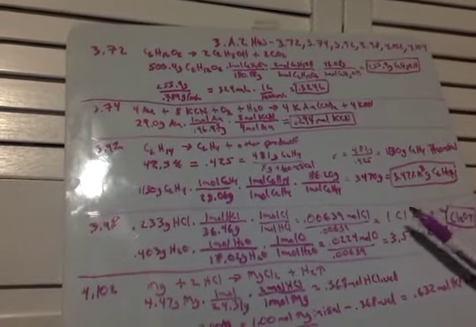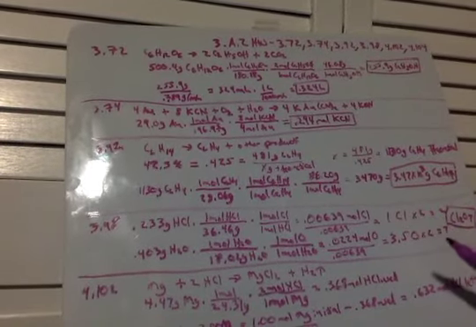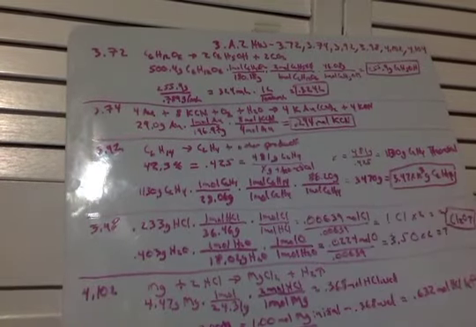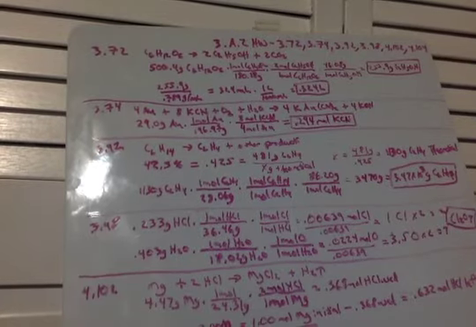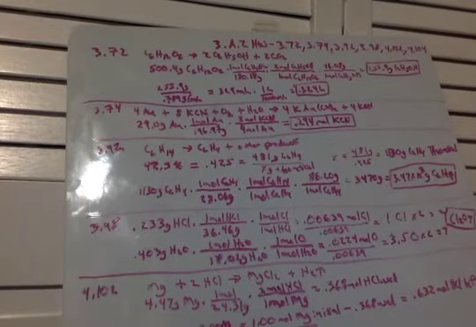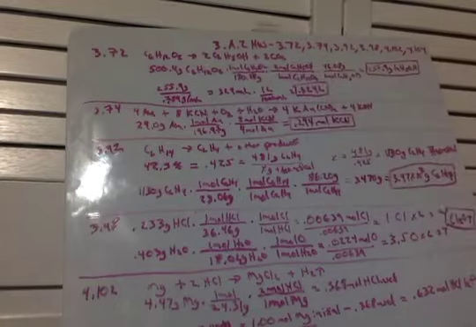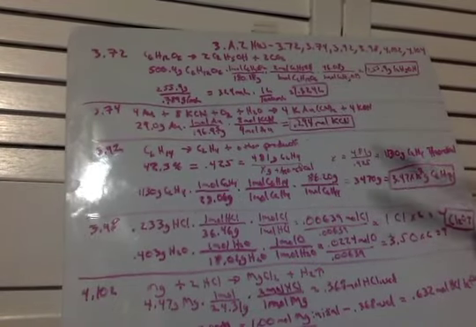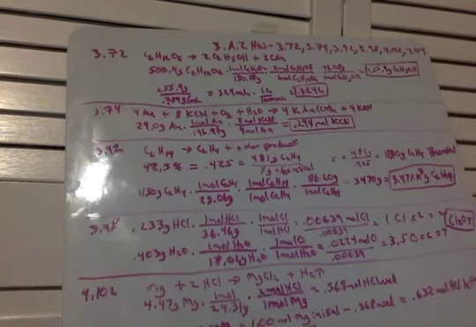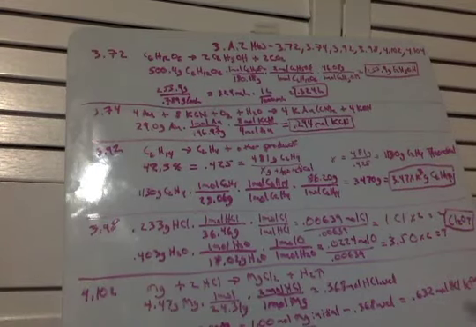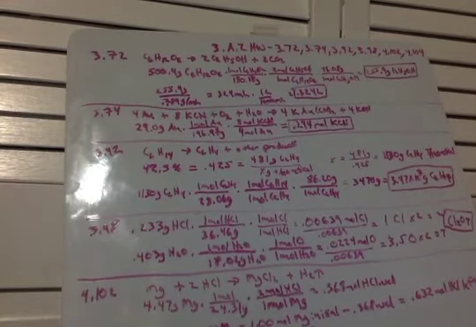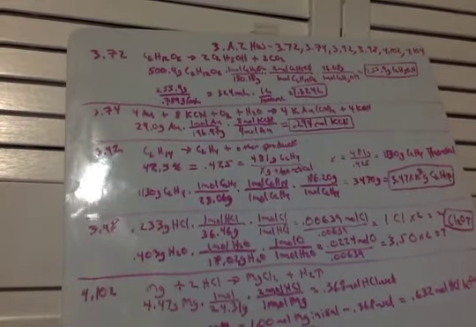Then the second part is to change the grams to liters. They tell us in the problem that the density of ethanol is 0.789 grams per milliliter. So dividing the mass by the density, I get 324 milliliters. Dividing by 1,000, we get 0.324 liters. So the two answers for 3.72 are 255.9 grams and 0.324 liters.